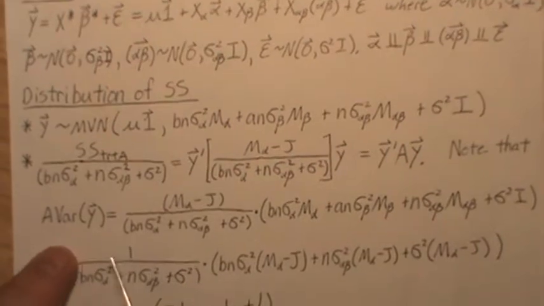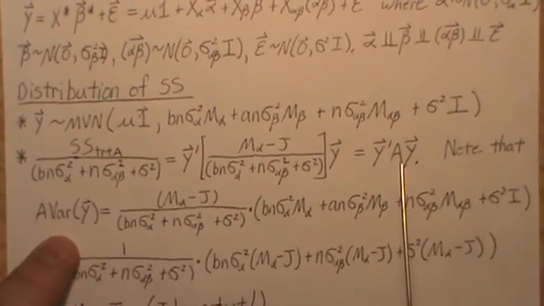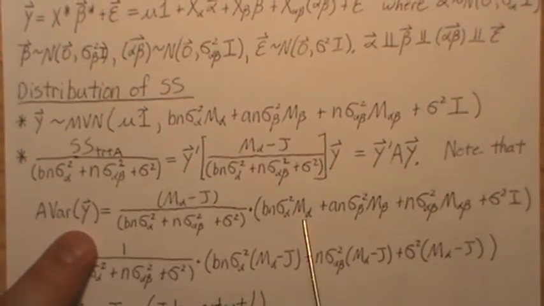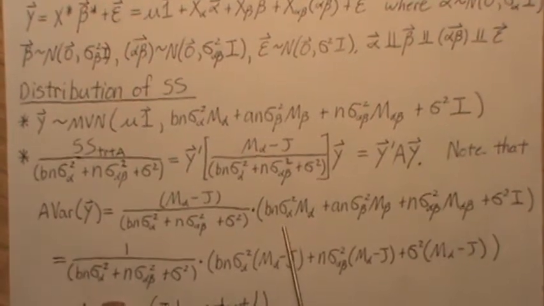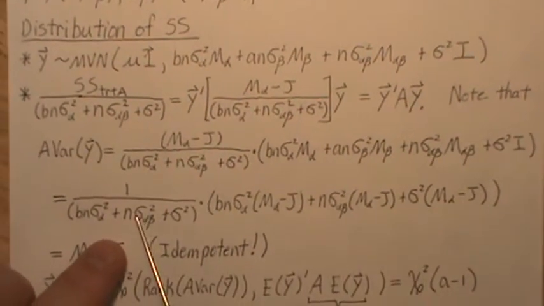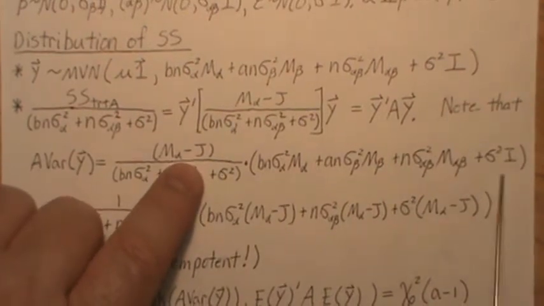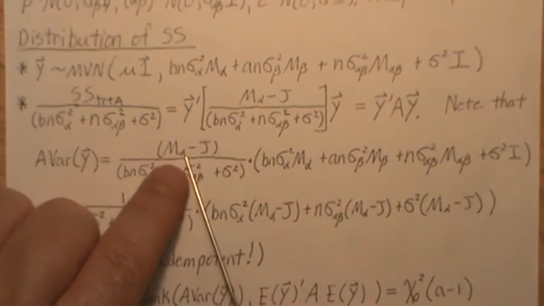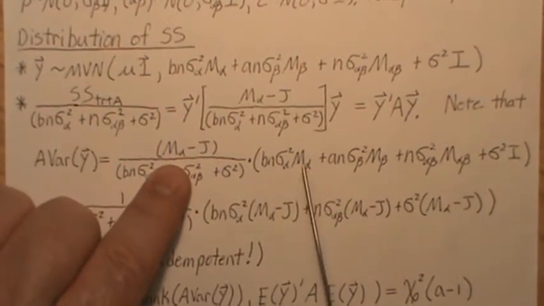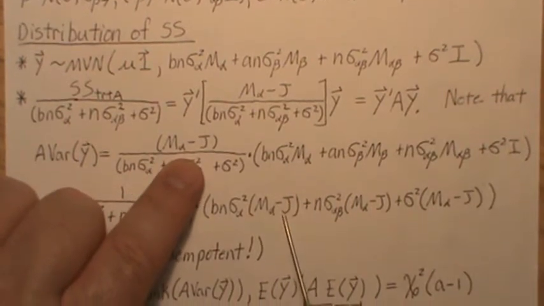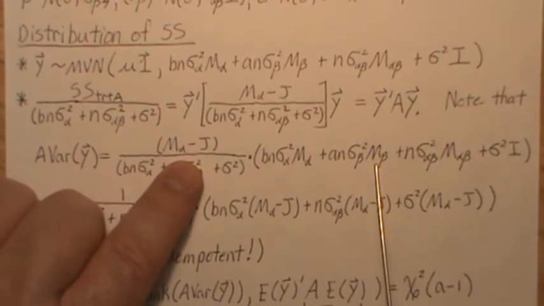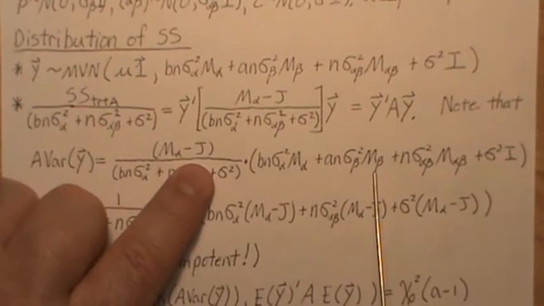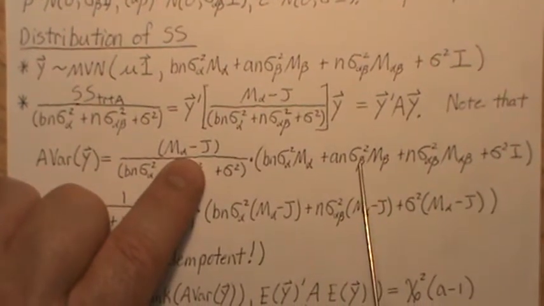So note that A times the variance of Y, remember, that's what we have, has to be idempotent. So A is this, and the variance of Y is this. Now, we take the constant and just bring it out front. And then we look at that matrix times each of these. Well, this matrix times, remember, this is a constant, so M alpha minus J times M alpha, you get M alpha minus J back. But this one is orthogonal to that. So M alpha times M beta is J, and J times M beta is J, so you get J minus J, which is 0. So that one drops out.